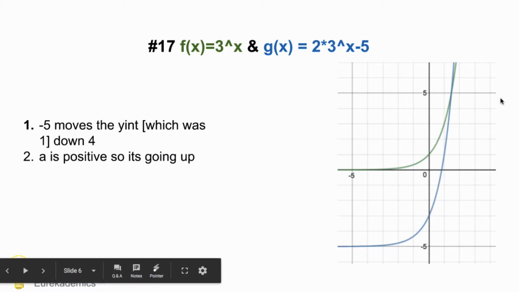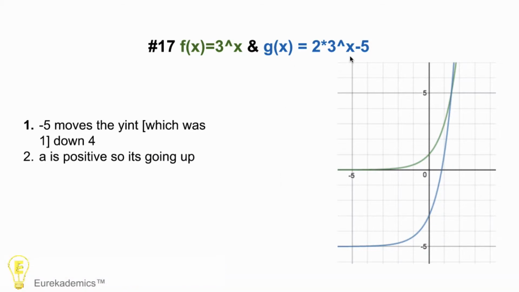And a is positive, so the whole thing's going up. If a was negative, we would just flip it. It would be going down, like that. So here we go. So far, so good.